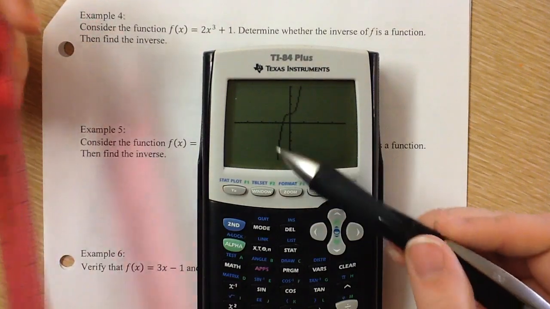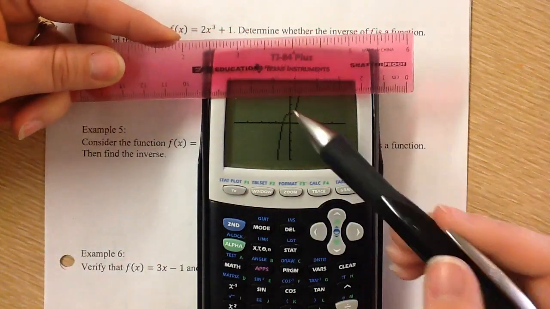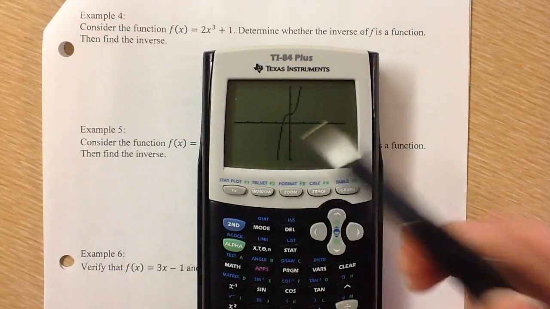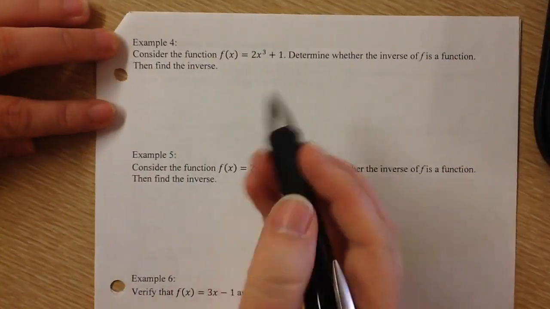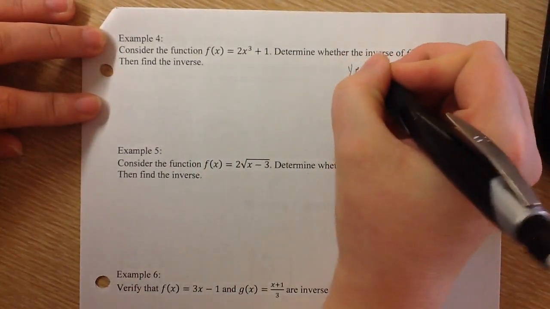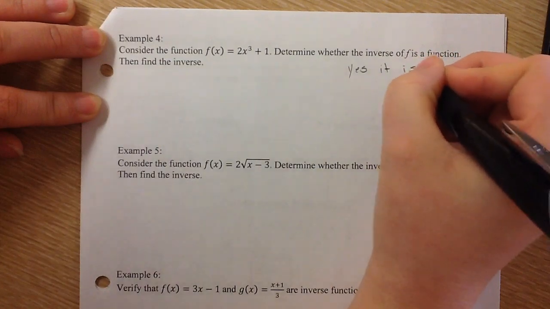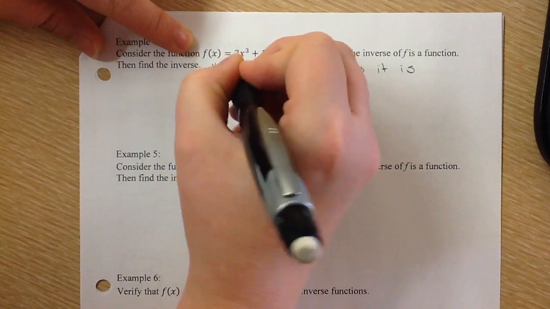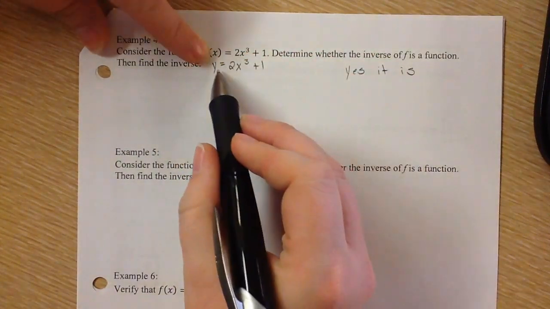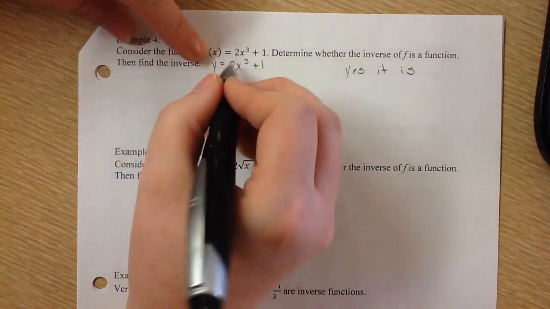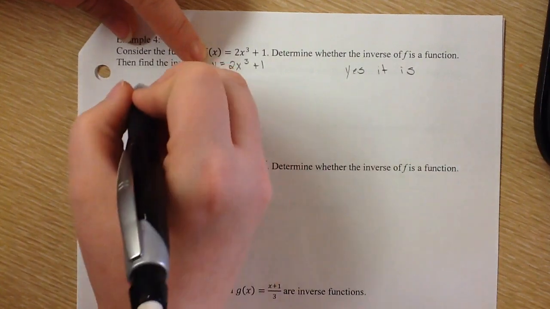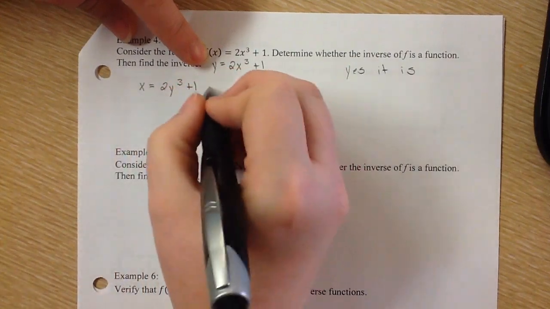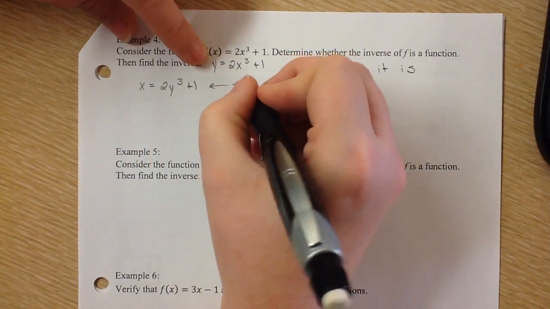Okay, so it's this cubic that's going up forever, so horizontal line test, yep, it's only ever going to touch 1 point. Even through here, it's always going down a little. So is the inverse of this a function? Yes, it is. So now to find that inverse, I'm going to rewrite this as y equals. So there's my original function. Now its inverse would be replace my x's with y's and my y's with x's. X equals 2y to the third plus 1. So this is the inverse.